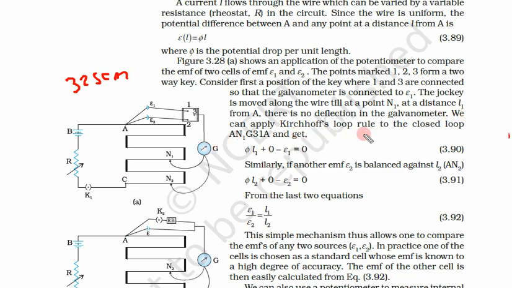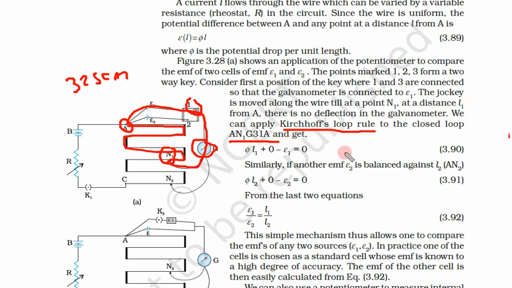Then we can apply Kirchhoff's law. In this case, we can apply Kirchhoff's loop rule to the closed loop A N1 G 3 1 A. So this is our loop. It goes from here, here. So this is our closed loop, and in this closed loop A N1 G 3 1 A we are applying Kirchhoff's law.